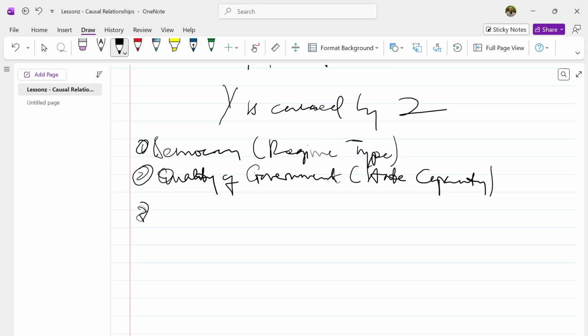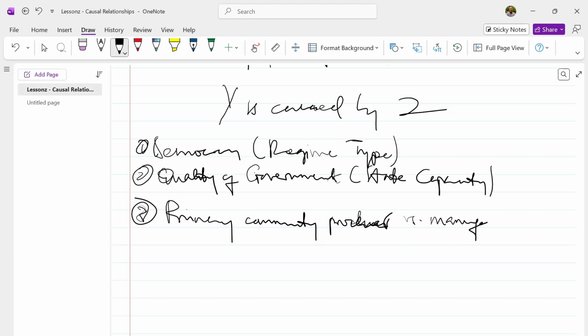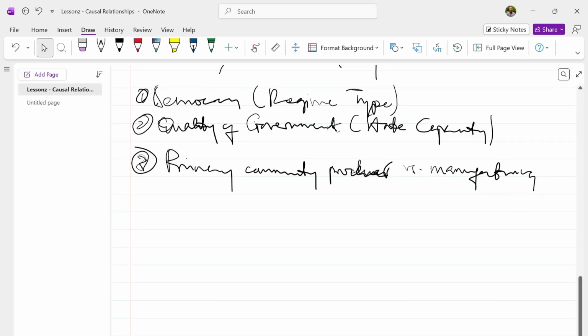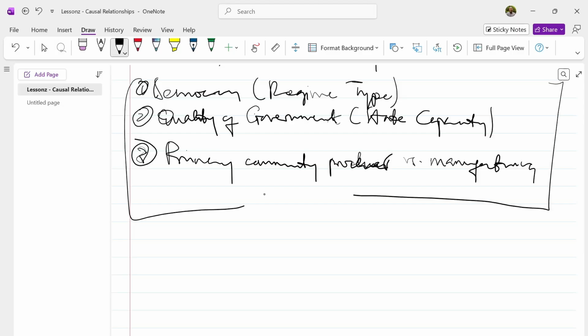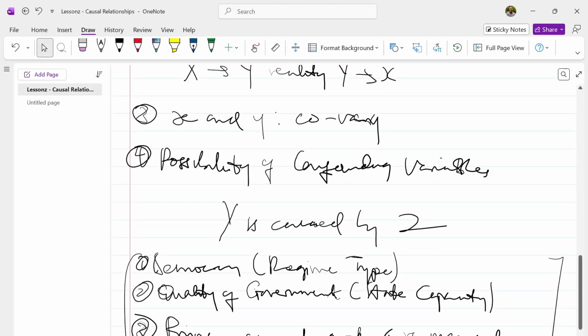Other factors might even contribute to economic development, like whether the country is a primary commodity producer versus manufacturing. So several factors can contribute to economic development. You want to think about these factors as you move into your research design, and look at how you actually speak to these other variables that can affect the relationship between X and Y.